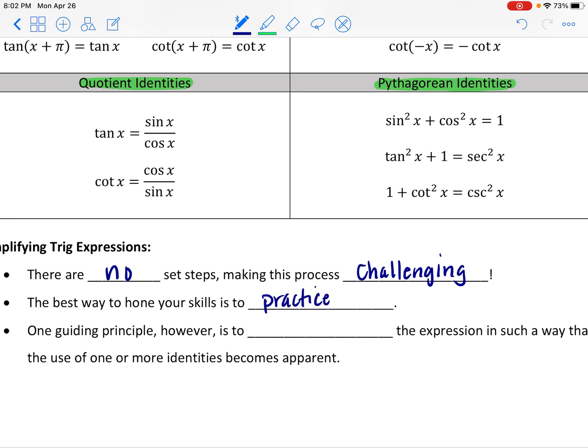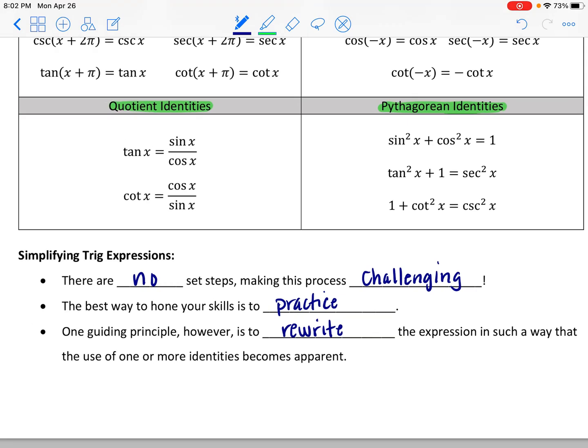Okay, is to practice, and you don't, again, have to have anything memorized, but you should be able to find something on that list of identities that you can use in the processes or the problems that you're trying to simplify. Now, one guiding principle while you're working is just rewrite. Okay, just staring at it's not going to do you any good. Find something that you can rewrite so that it becomes apparent what identities you can use to try to simplify.